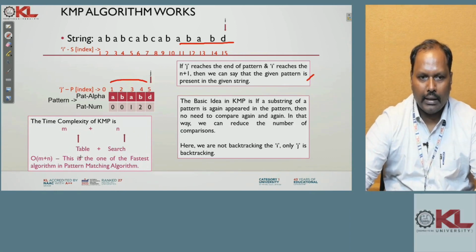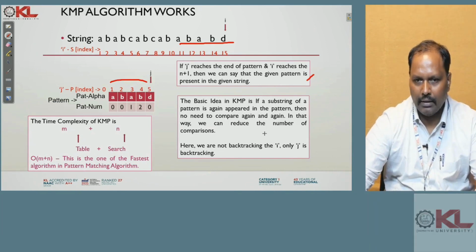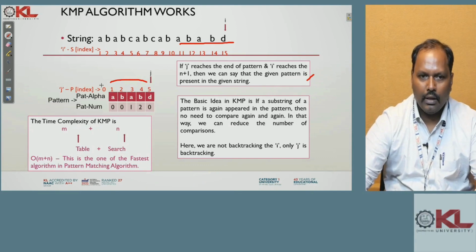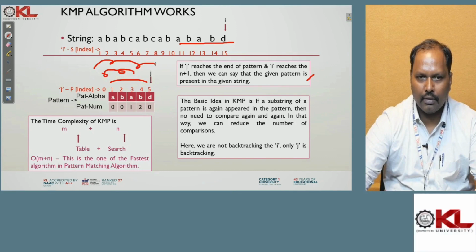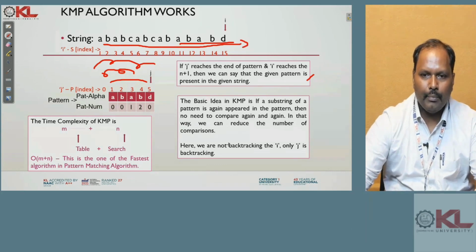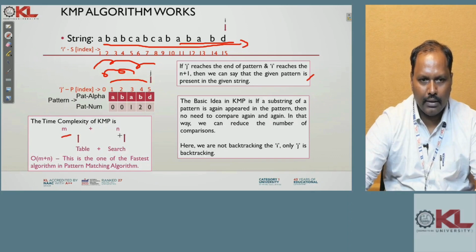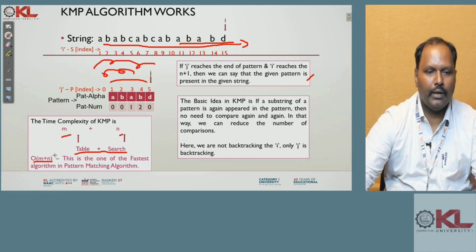Now, the basic idea of KMP is that the pattern is able to move a number of times, backward and forward. But the string goes only in the forward direction. It doesn't need to go backward. So this is the comparison of I and J values. The time complexity is m plus n, the m comparison using the table and n for the search. So big O of m plus n is the time complexity of the string pattern matching algorithm.